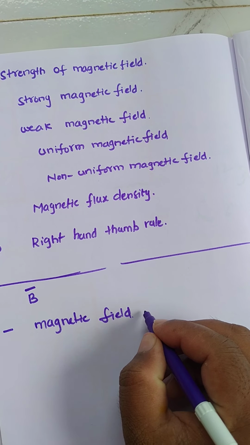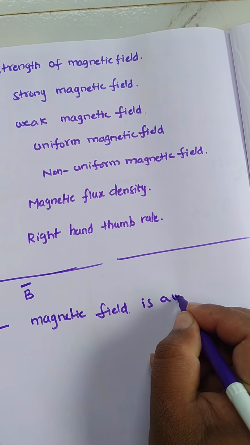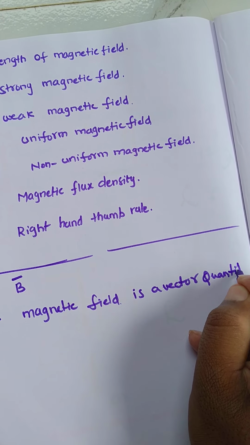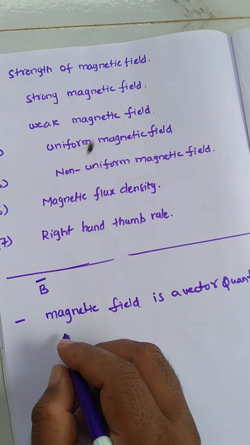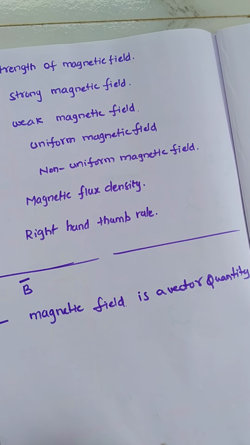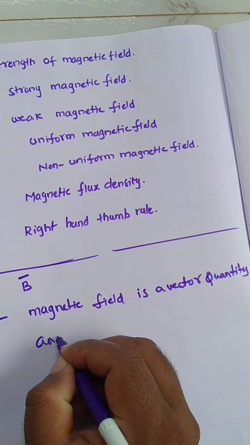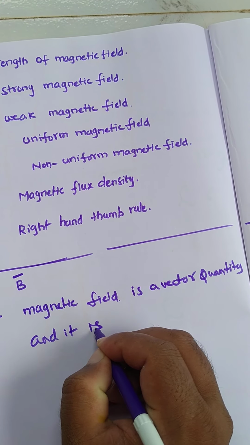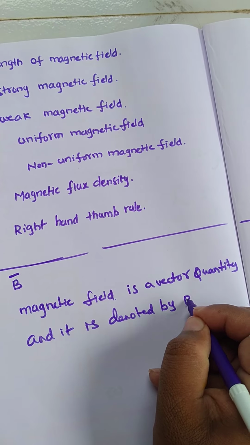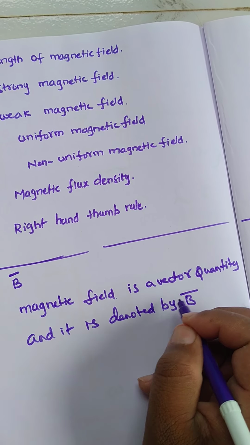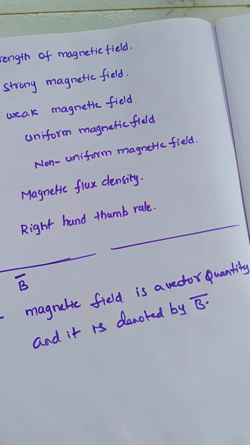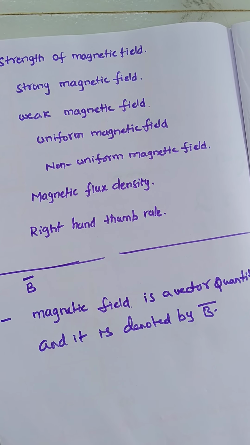See, magnetic field is a vector quantity. Vector means it has magnitude and direction. Magnetic field is a vector quantity, and it is denoted by B bar. Why? Because for a vector we should represent a bar, right? This bar represents the direction of the vector also, right?